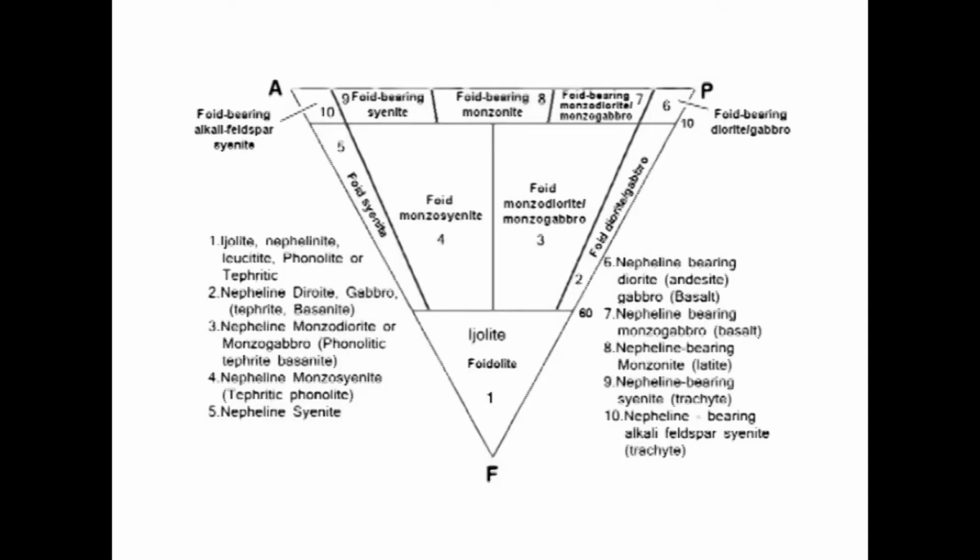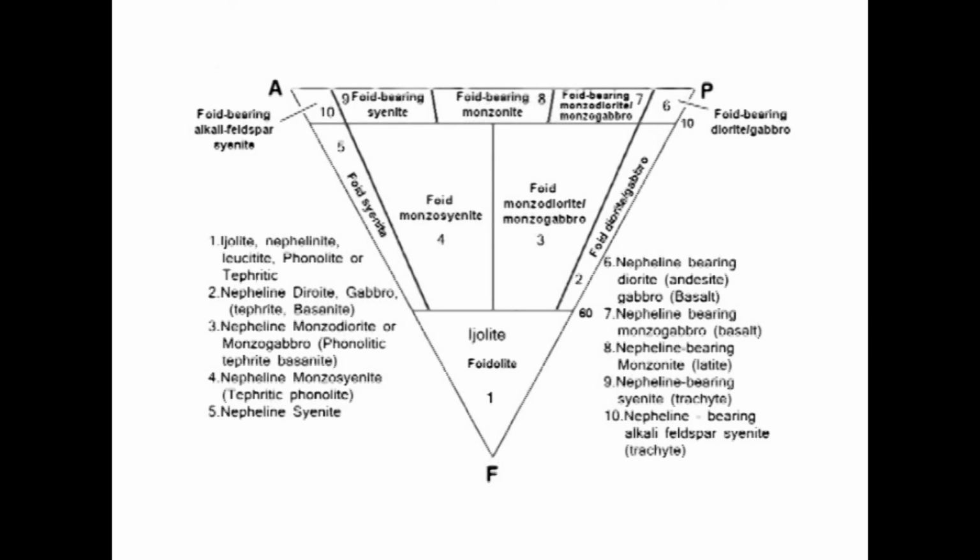Now, next important IUGS classification, that is for undersaturated plutonic igneous rocks which contain feldspathoid bearing rocks. Now, the first, on the basis of FAPH diagram, that is feldspathoid, plagioclase, alkali feldspar triangular diagrams, we can observe the different rock types. Number 1, foidolite, nephelinite, leucitite, phonolite or tephrite.